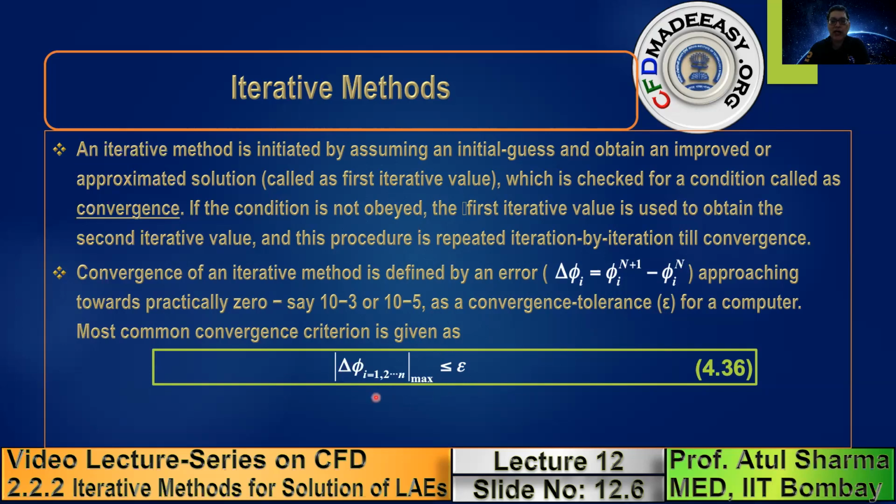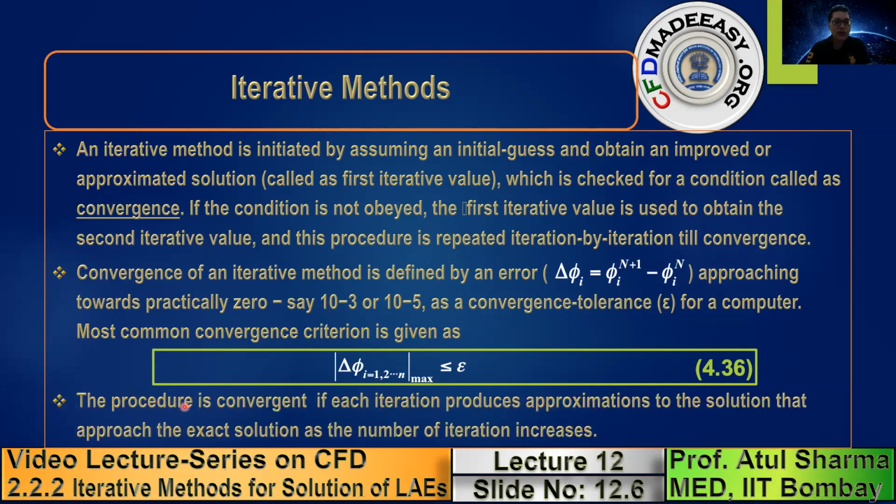But what is the guarantee that the iterations will converge? So we try to ensure the procedure is convergent if each iteration produces an approximation to the solution that approaches the exact solution as the number of iterations increases. So as the number of iterations is increasing, if our iterative values are approaching the exact solution, then only this iterative method will converge. Otherwise, the error can keep on increasing, and that case we call the solution is diverging.